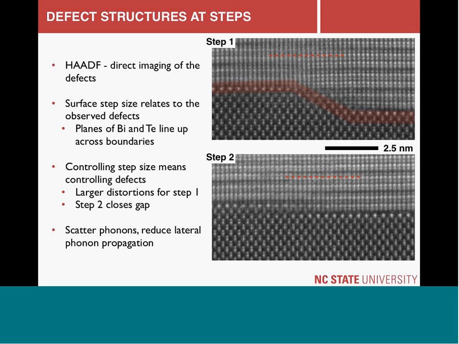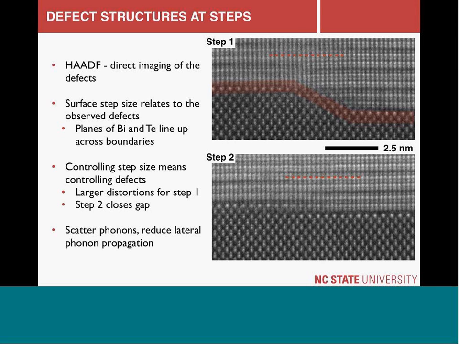Okay, so at the secondary step size, you see steps much smaller. There's a less affected region in this. It's a defect in the bismuth telluride film at that position. Ultimately, what this means is that by controlling the step size of the substrate, we have the potential to engineer the properties of the materials.